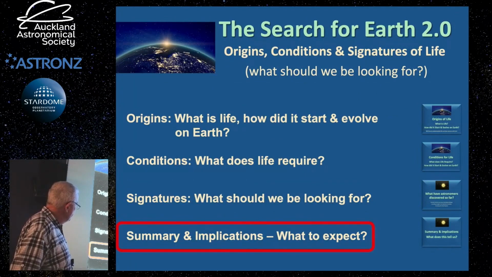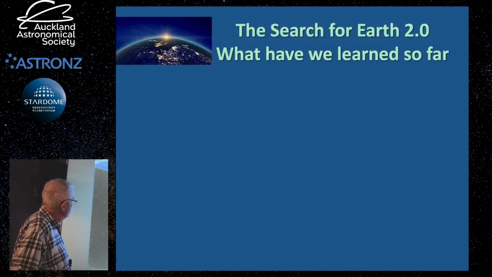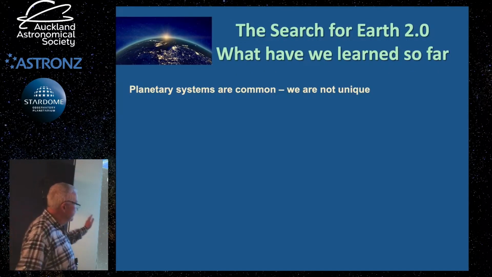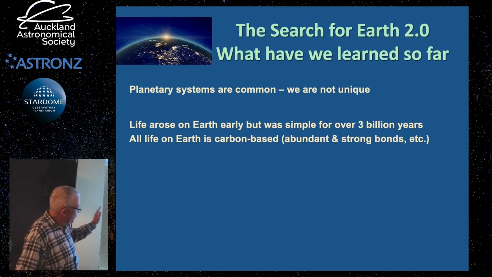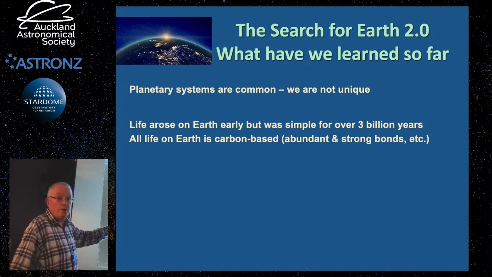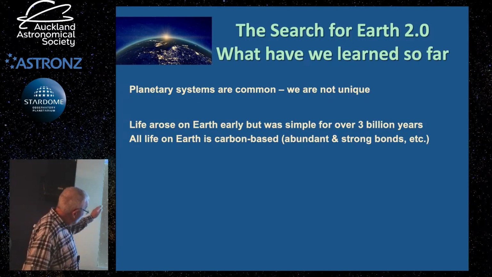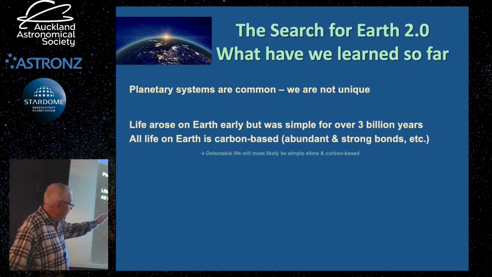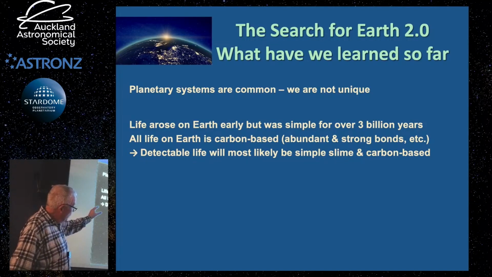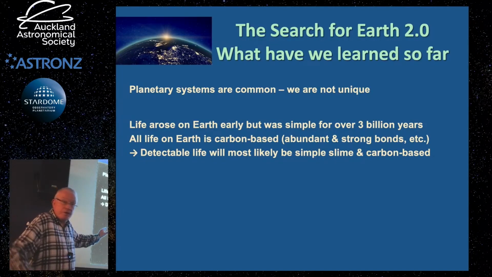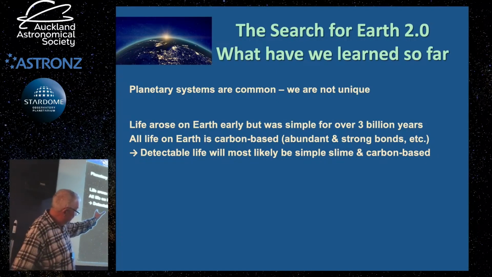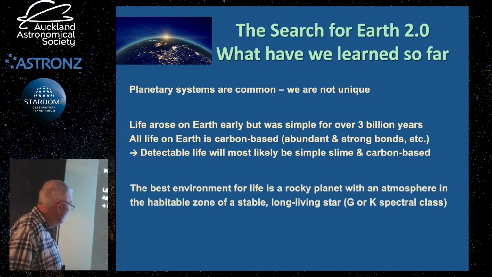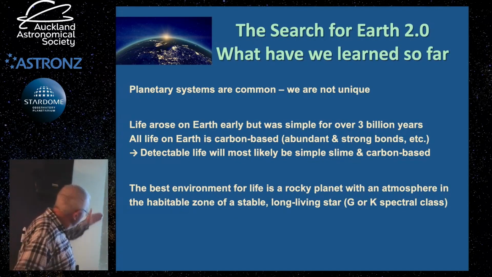So let's wrap up with the summary and the implications, what to expect. What have we learnt so far? Planetary systems are common. We are not unique. Life arose on Earth early, but it was simple for over 3 billion years. All life on Earth is carbon-based because carbon is abundant and forms strong bonds. I hope I've convinced you of that. Hence, detectable life, from what we know on Earth, this is the best we can do, will most likely be simple, such as slime, simple cells, and carbon-based. So it makes sense that's what we should be looking for. If we find something else, that's great, that's exciting, but that's a good place to start looking.